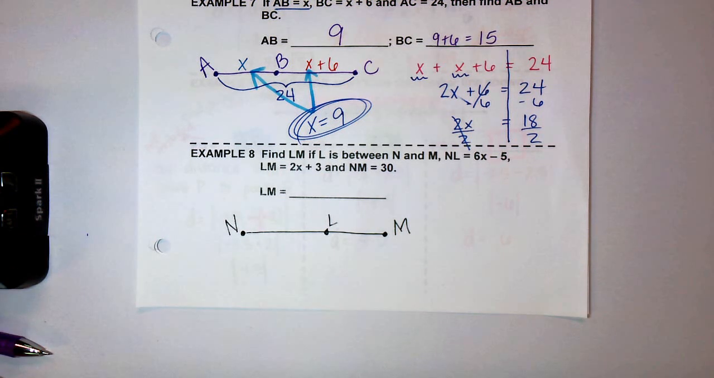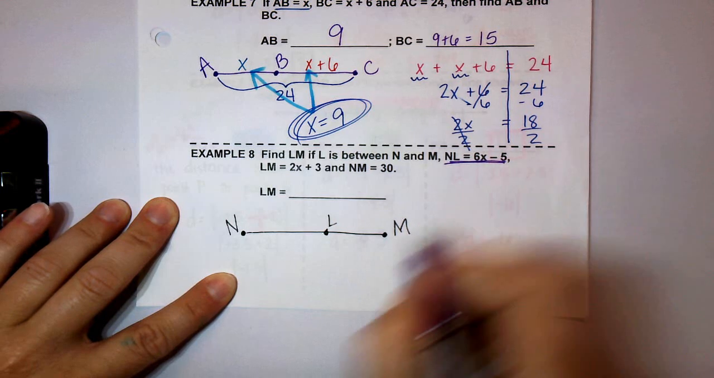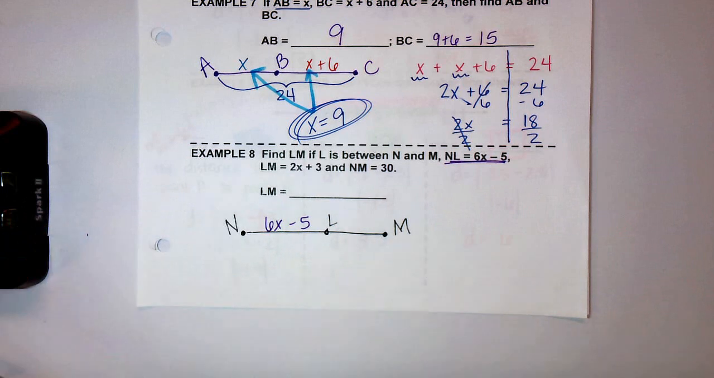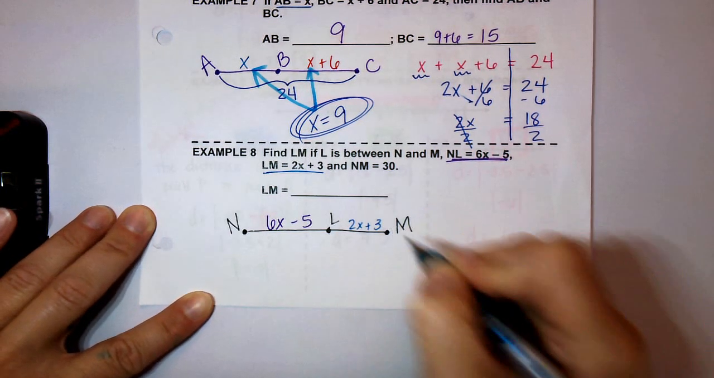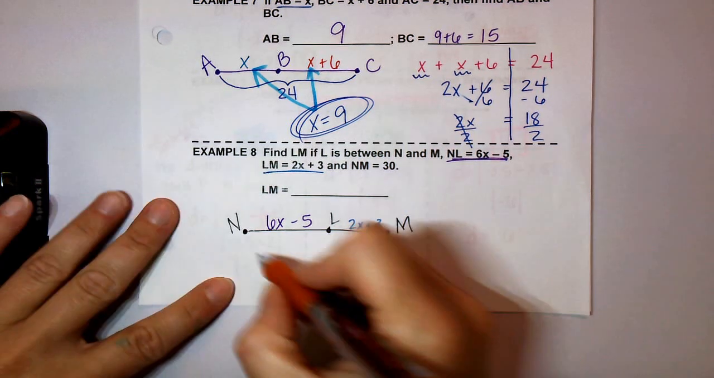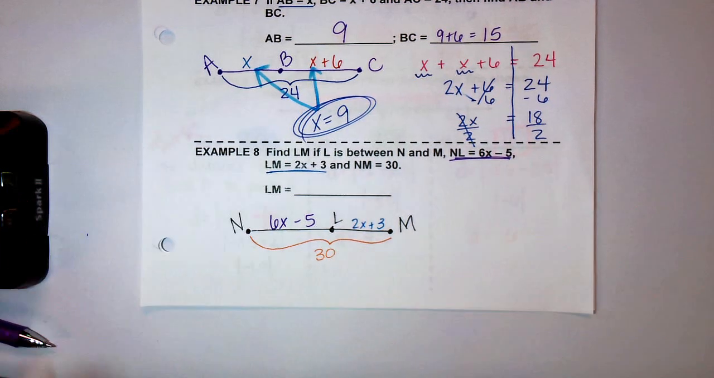Now I'm going to label what they tell me to label. Does everyone understand how I'm putting these things on the lines? Okay, good. So from N to L, I have 6x minus 5. Then from L to M, 2x plus 3. And then N to M, the whole thing. All right, so this one's just like the other one. The whole thing is 30.